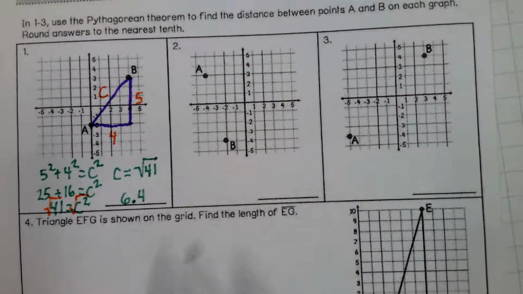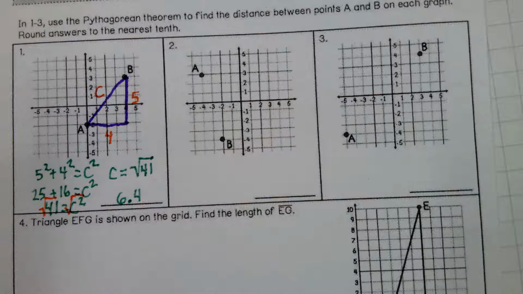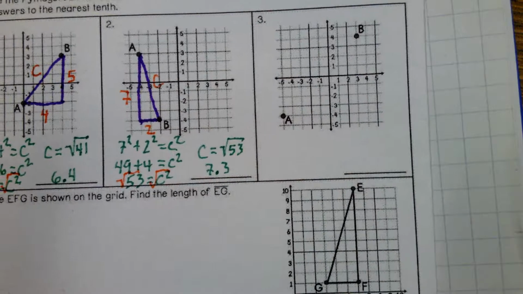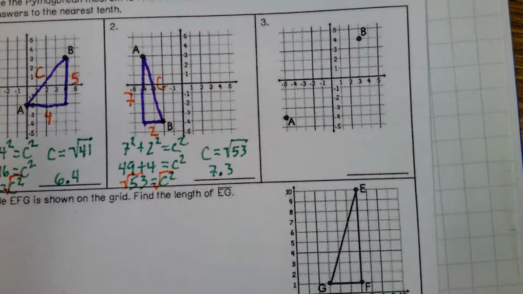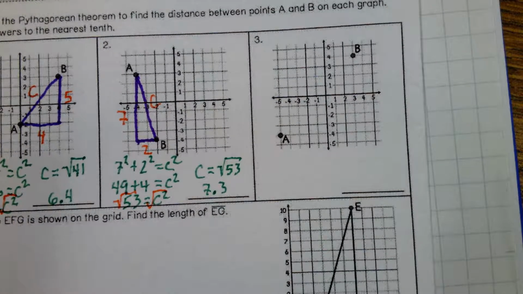Okay. So I want you to try 2 and 3. Practice what we just did. Okay. I'll give you some time to do that. For number 2, I got the square root of 53, and the approximated answer I got is 7.3. Okay.